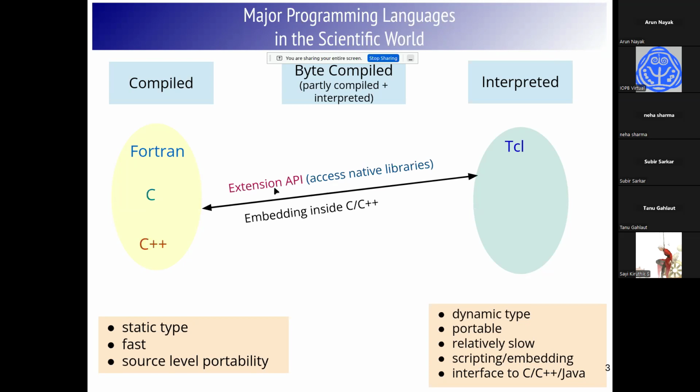And that is called the extension API. For each of the interpreted languages, there is an extension API which connects to the compiled languages, that means the libraries. Also, there is another very important use of these interpreted languages. If you have an application written in C++, it's not really very easy to use that application through C++, because C++ is a rather rigid language. So what you can do is take one of those interpreted languages and embed the interpreter itself inside your C++ application.